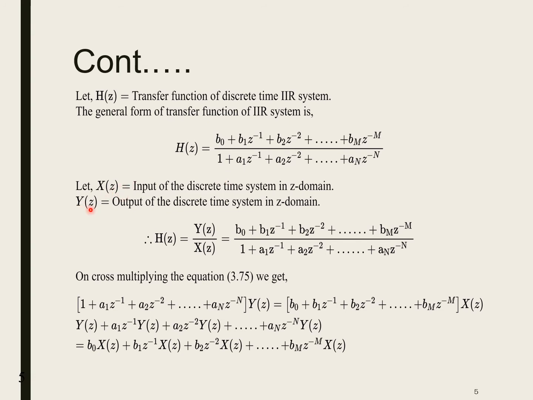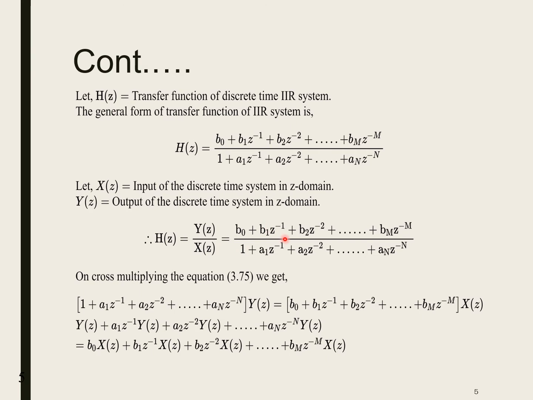Okay, so what is X of z and Y of z? See, when you are considering a system and the transfer function of the system is H of z, obviously we would have given an input and that would yield an output, right? So the input of the discrete time system in the z domain is considered as X of z and the output of the discrete time system in the z domain is considered as Y of z. So H of z is equal to output divided by input, that is Y of z by X of z, which is already told. So the same equation is repeated here.